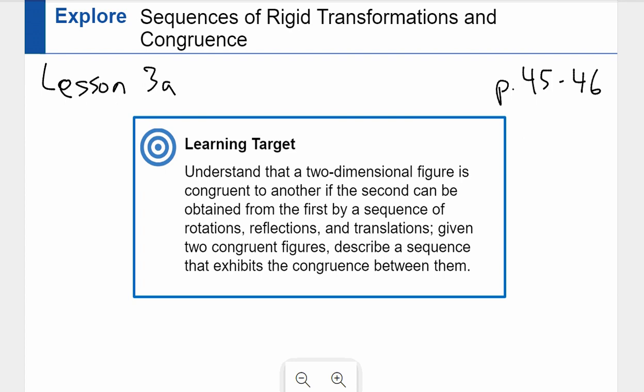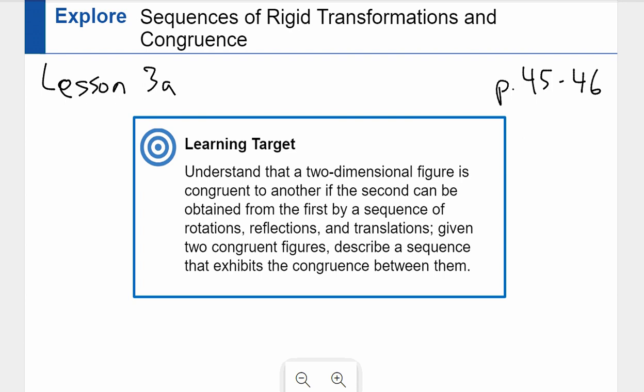Hey, we're starting lesson three, and this is called Sequences of Rigid Transformations. We've been talking about rigid transformations, those transformations where the size and the shape remain the same. Now we're going to talk about sequences of rigid transformations, where you have a figure and you want to do two or more different things to it. Maybe you want to reflect it and then translate it. Maybe you want to translate it and then rotate it. But it's considered a sequence of rigid transformations.